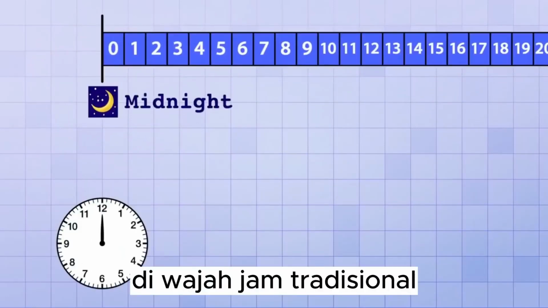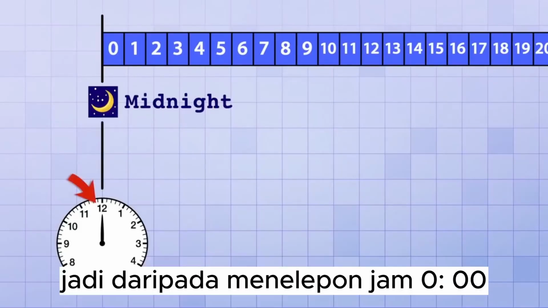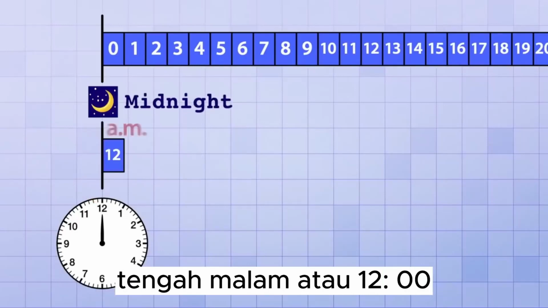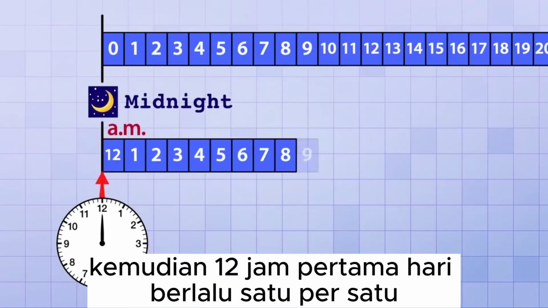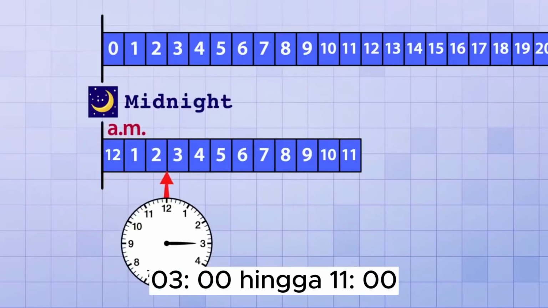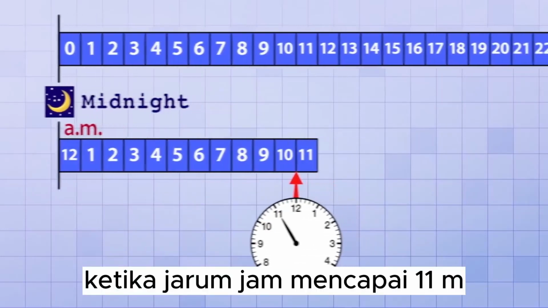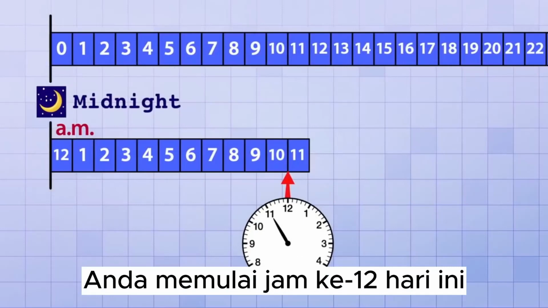On the traditional clock face, at midnight, the hour hand is pointing straight up at 12. So instead of calling it 0 o'clock, we call it 12 midnight or 12 a.m. Then the first 12 hours of the day pass one by one using the AM label. 1 a.m., 2 a.m., 3 a.m., on up to 11 a.m. When the hour hand gets to 11 a.m., you're beginning the 12th hour of the day.